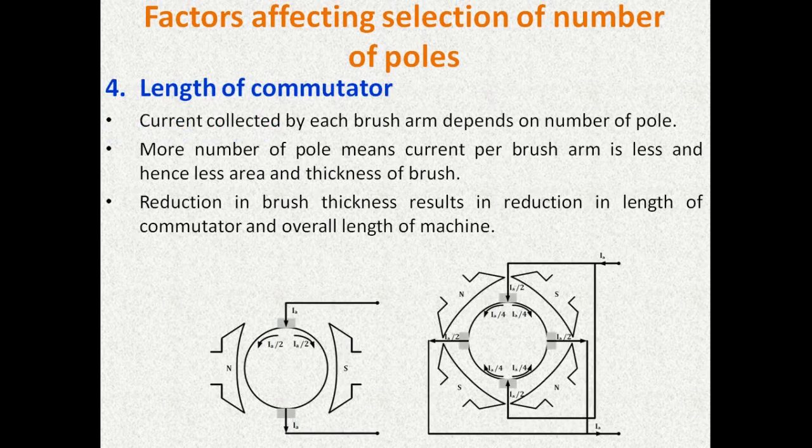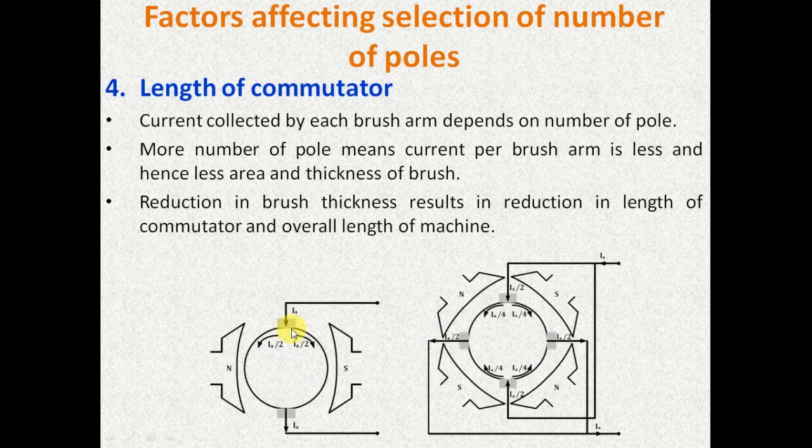Consider a lap wound machine. In the case of a lap wound machine, the number of parallel paths is the same as the number of poles. First we will see a two-pole machine. In the case of a two-pole lap wound machine, the number of parallel paths will be 2, whereas in the case of a four-pole lap wound machine, the number of parallel paths will be 4. Therefore, the current through each parallel path will be Ia by 2. In this case, the current through each parallel path will be Ia by 4.